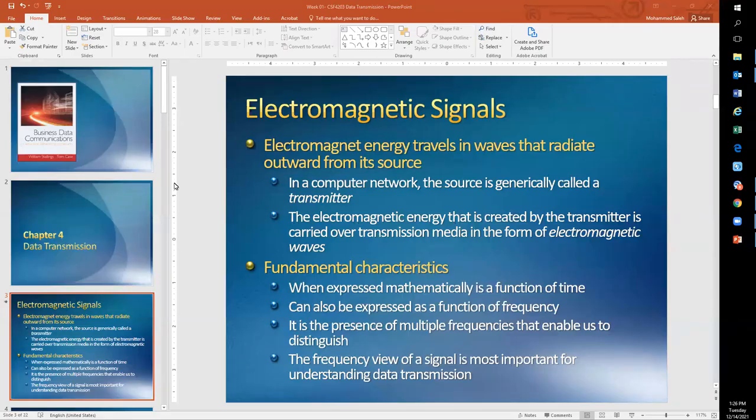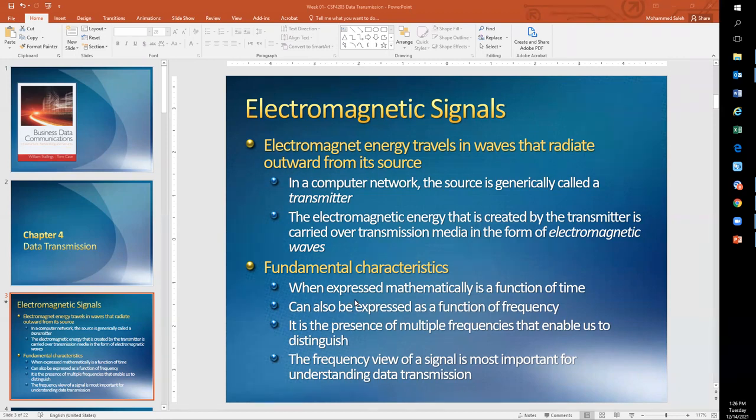So an electromagnetic signal is electromagnetic energy that travels in waves, and they radiate or travel from the source. The source is called the transmitter. The receiver, or the endpoint, is called a receiver. Electromagnetic signals are expressed as a function of time. Also, they can be expressed as a function of frequency.